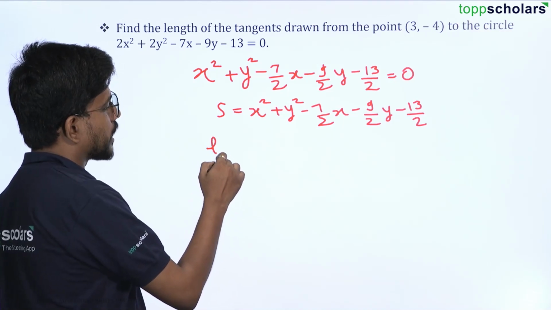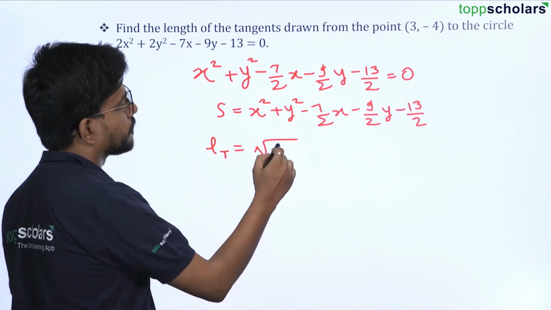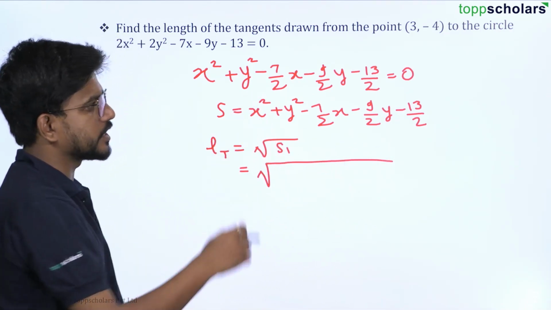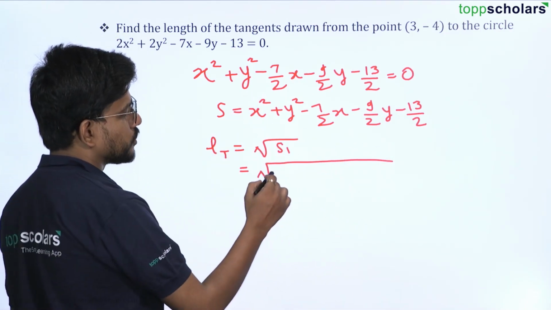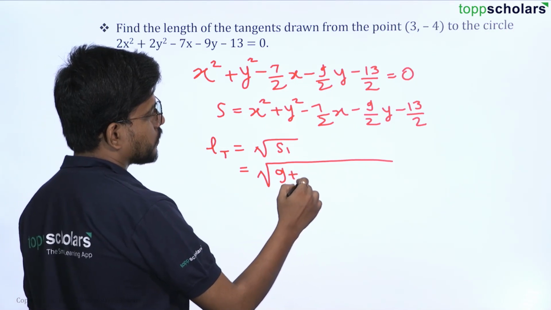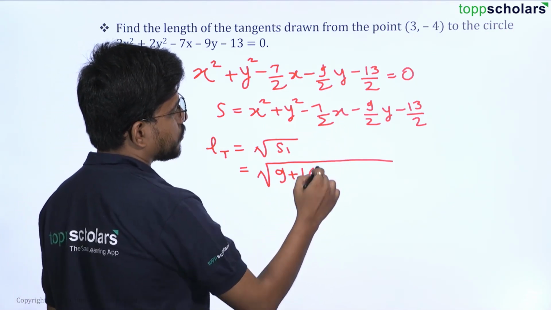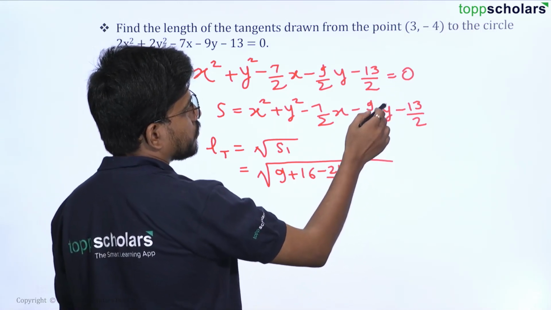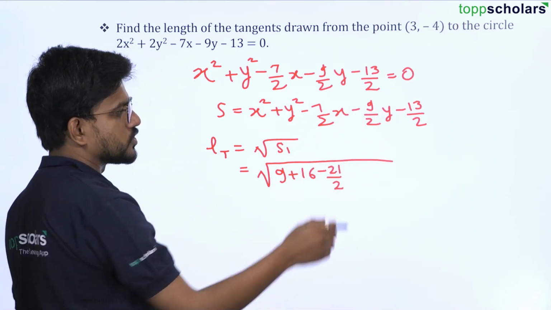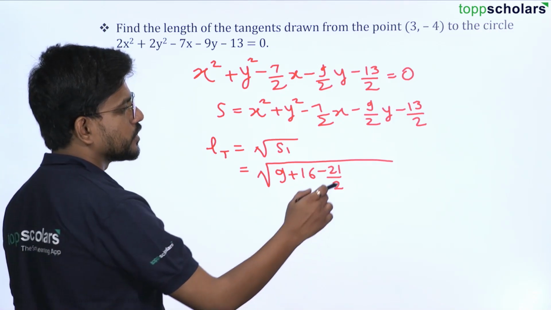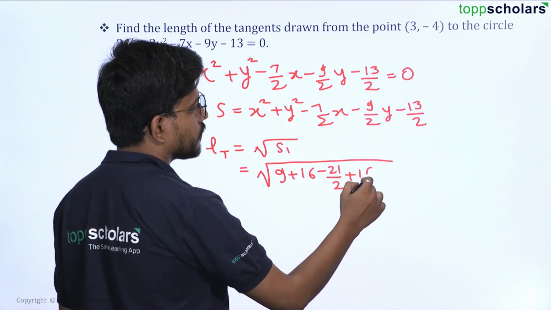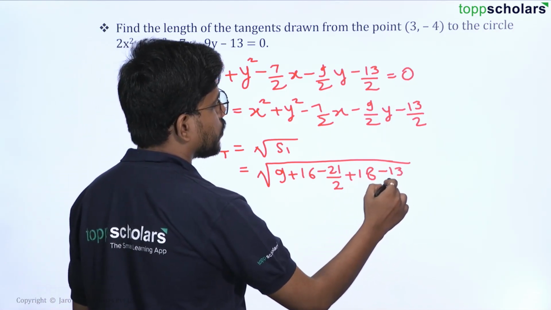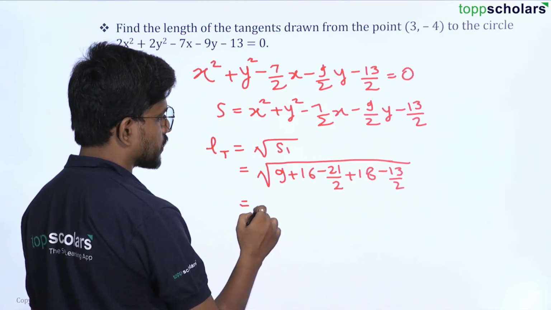So the length of the tangent is simply root S1. I will only put down the value of x as 3 and y as minus 4. So 3 square is 9, y square is 16, minus 7 into 3 is minus 21 by 2, and then minus 4 into minus 9 is 36, 36 by 2 is 18. And the last one is minus 13 by 2. Okay, this I need to solve and my task is done.